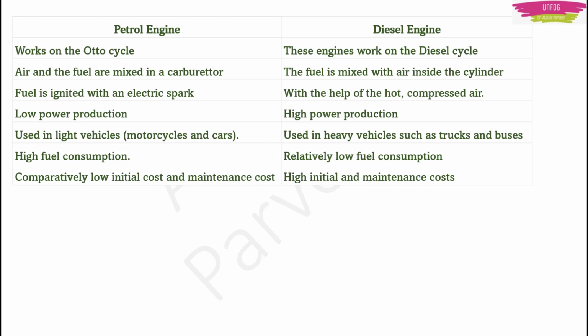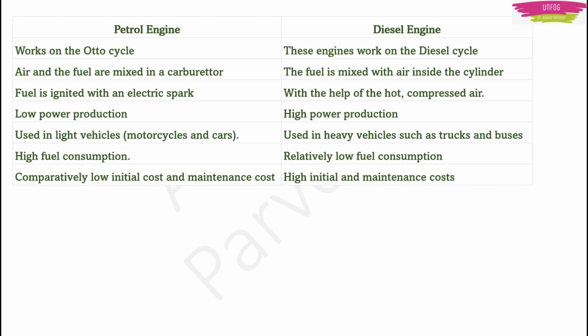Here in petrol engine, air and fuel are mixed together in one chamber. You call it a carburetor. But in diesel engine, the fuel is mixed with air inside the cylinder. And in petrol engine, fuel is ignited with an electric spark. How do you start your bike? You just start it with the self-start, that is an electric spark. But in diesel engine, you need hot compressed air, then only you can start it.